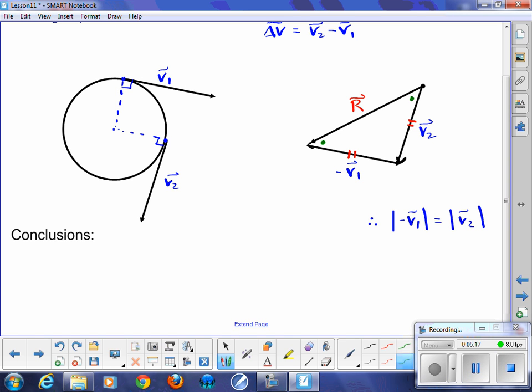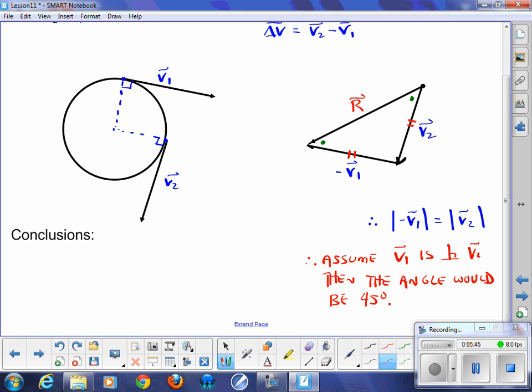So for argument's sake, it works if it's not, but it's easier to see. So assume V1 is perpendicular to V2, then the angle would be 45. All right. Does it have to be perpendicular? The way I have it drawn, it doesn't really look perpendicular, does it?